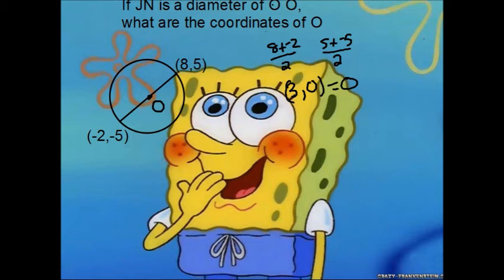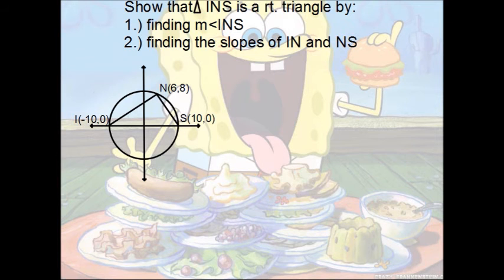And it's time for our last example. I know, short video, nice. We're going to show that triangle INS is a right triangle by finding the measure of angle INS and by finding the slopes of IN and NS.